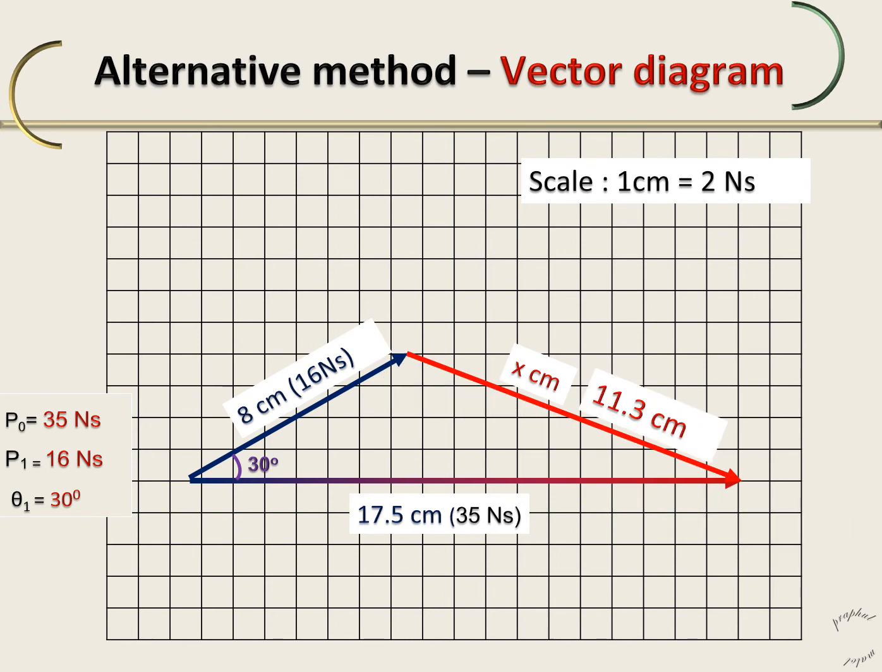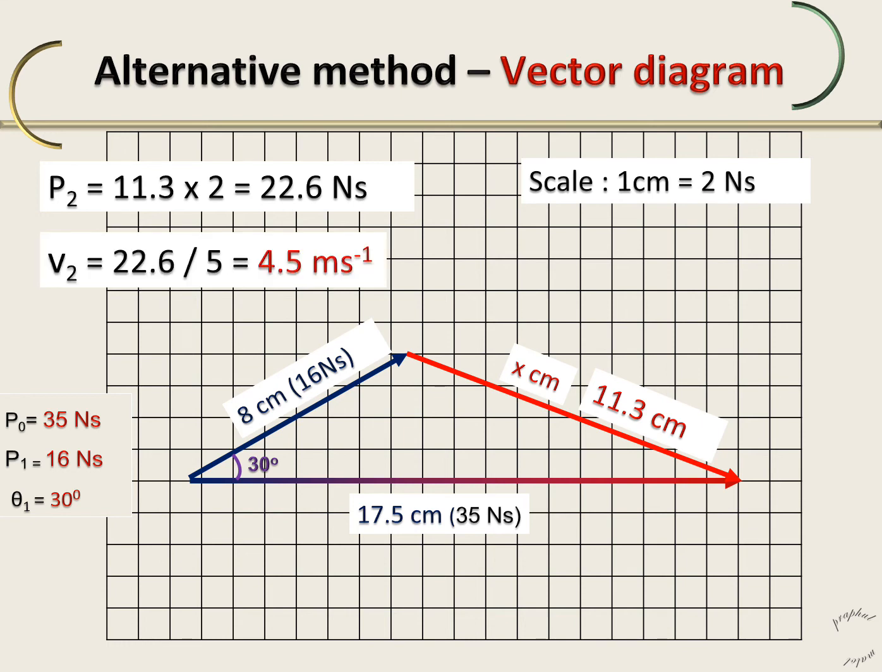I am getting the length as 11.3 centimeters, but it's not 11.3 newton second, I know, because I am using a scale. So what will be the momentum? You just have to multiply by 2. So 22.6 is the momentum of the second body. But the question was to find the velocity, not momentum. I have to divide by mass, so I will get the velocity 4.5.